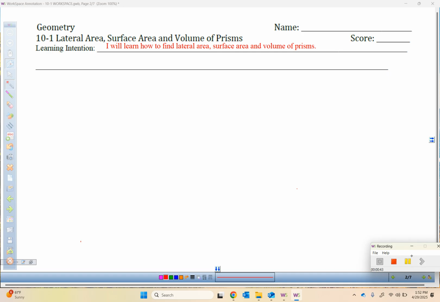Okay, quick question before we start. Do you remember your mom or maybe your grandma or somebody, have you heard of a prism that maybe they hang in their window and it reflects light and makes a rainbow? Yeah? Okay, so that's a prism. That's kind of what we're getting into now. Okay?